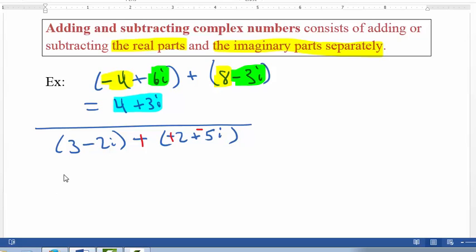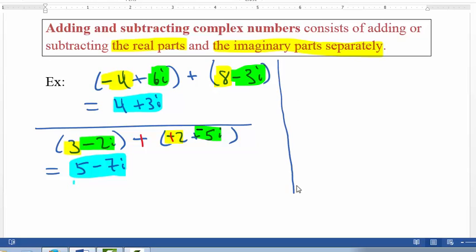And now it's just an addition problem, like my previous one, where I would just combine the reals and combine the imaginaries. So I would end up with 5 for the reals and then -7i for the imaginaries. So 5 minus 7i would be my result.